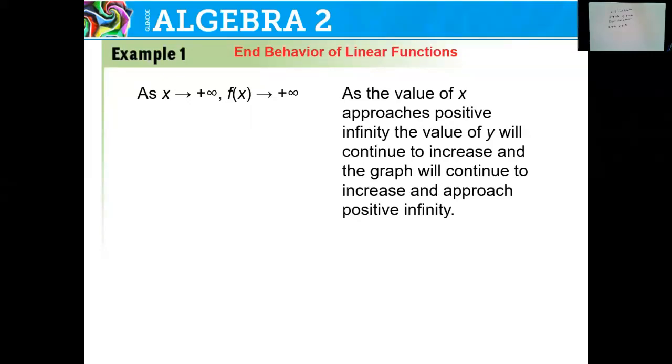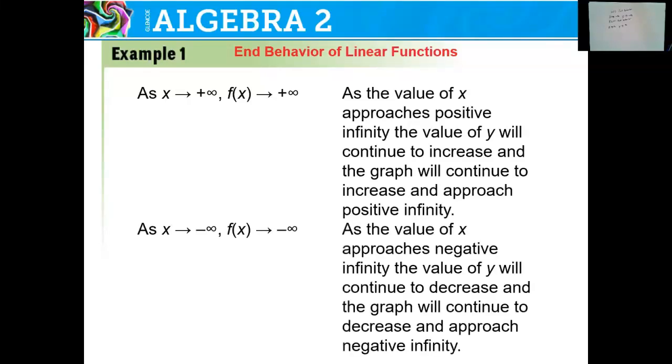We have to use positive infinities because there is no stopping point. The graph continues on for eternity. So this is our right-hand behavior, as x becomes increasingly more positive. And down here is our left-end behavior, as x becomes increasingly more negative. So as x goes towards negative infinity, f of x goes towards negative infinity, because as the value of x approaches negative infinity, the value of y will continue to decrease. That's where that truss comes in.